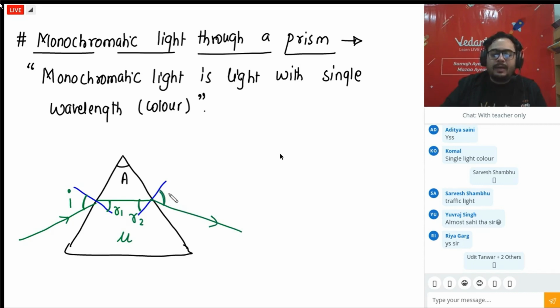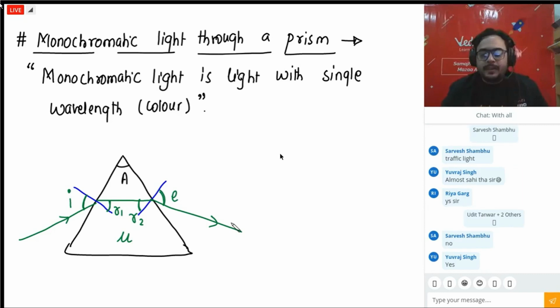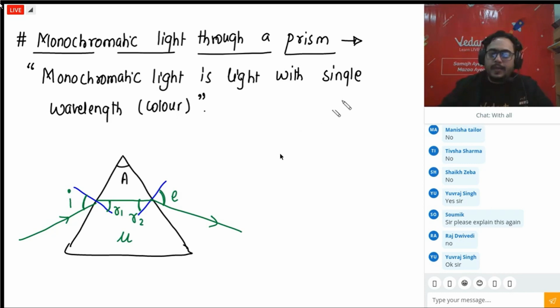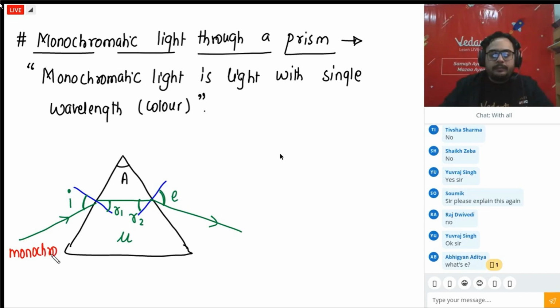Can you tell me, will dispersion happen for monochromatic light? For monochromatic light, will dispersion happen? No. What will it split into? White light had many wavelengths, so it splits into many wavelengths. White के अंदर तो बहुत सारे कलर थे, so it spreads. But if this is a monochromatic light, it is red color only, then it will remain red only. Are you getting my point? If this is a monochromatic light, no dispersion will take place.